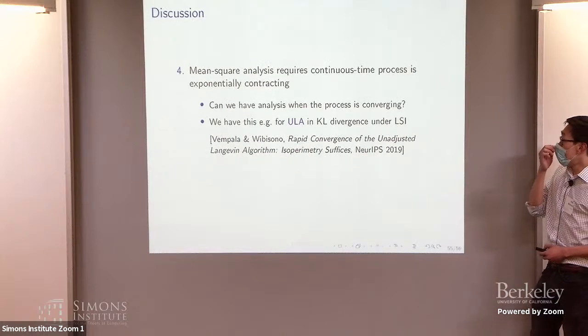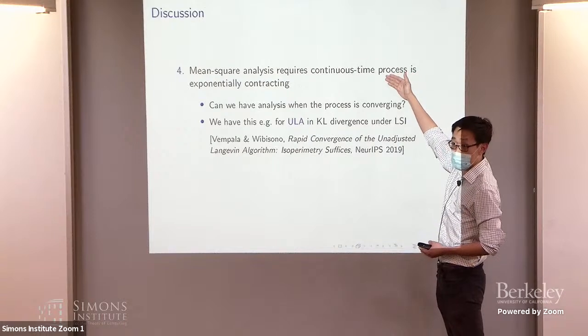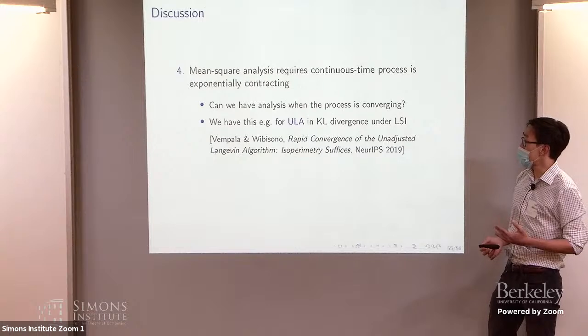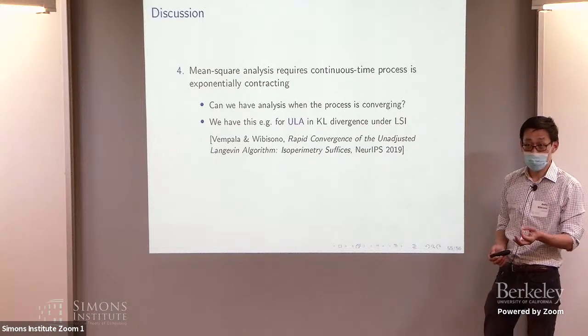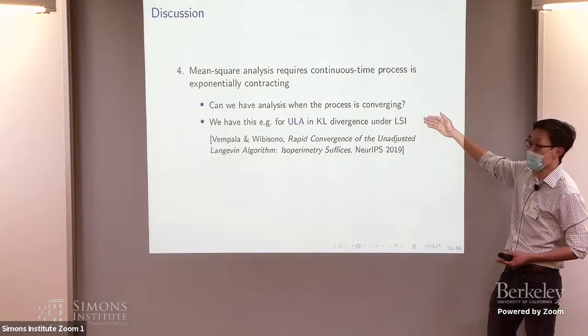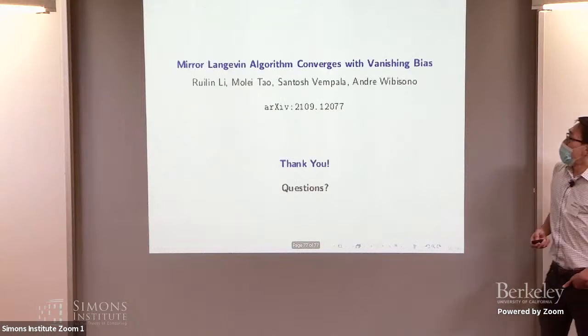And finally, the current technique uses continuous time contraction as part of the assumption. So can we weaken that? Can we have an analysis where the continuous time process is just converging, not contracting? We know how to do this, for example, for ULA, but can we do it with this multiplicative noise?